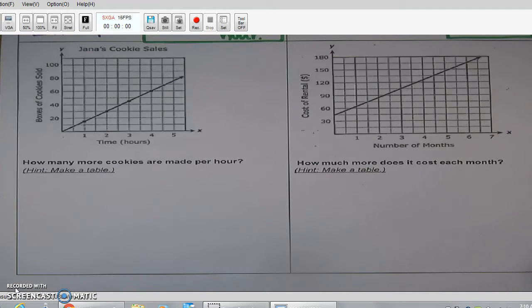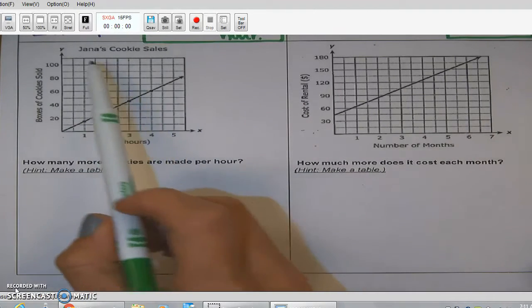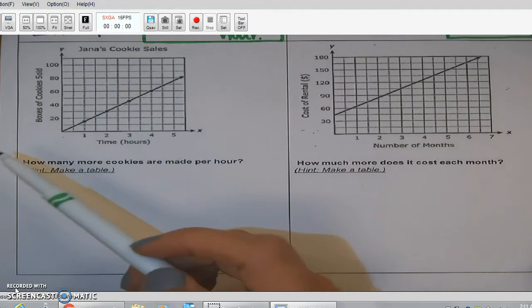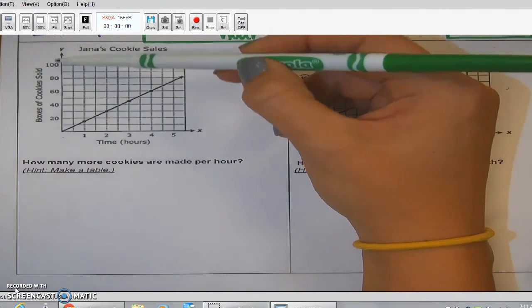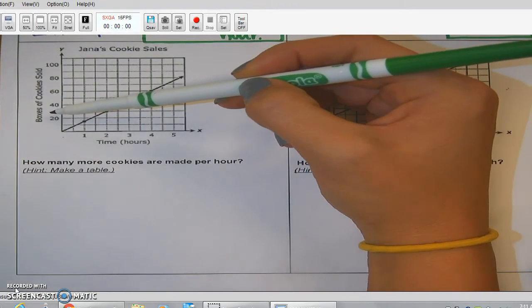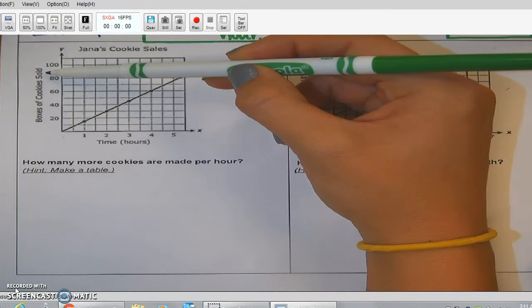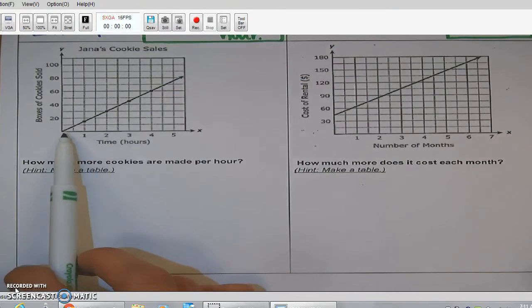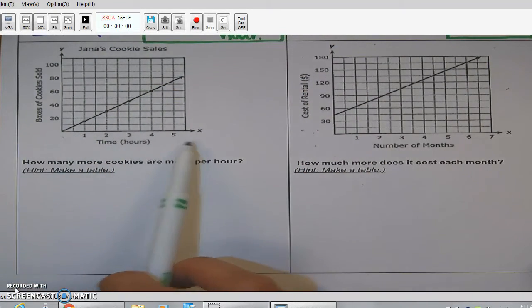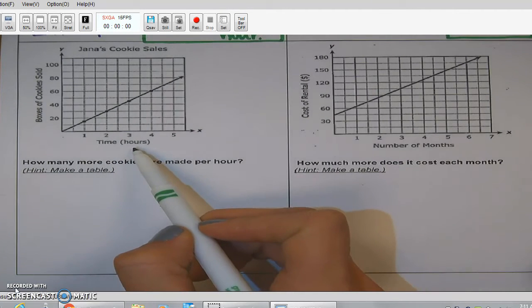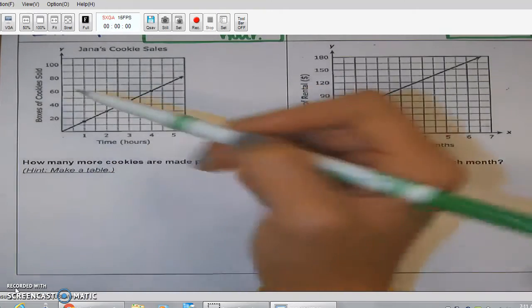Alright, so we also need to be able to find the rate of change when we're given a graph like this. So this graph shows us Jana's cookie sales. Our y-axis, which is going up and down, is labeled boxes of cookies sold. And our x-axis, which is always on the bottom, going left to right, is labeled time in hours. So we know these are the two things we're comparing, hours and the number of cookies sold.